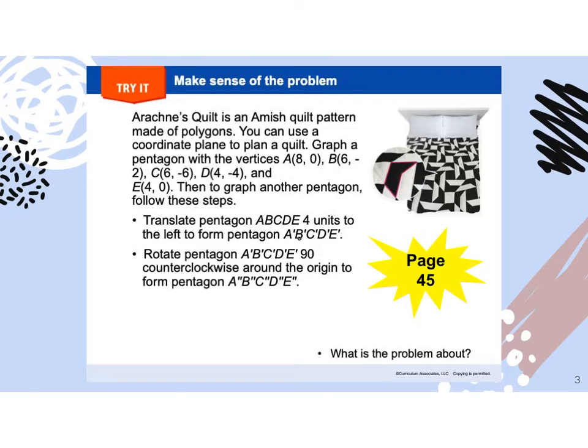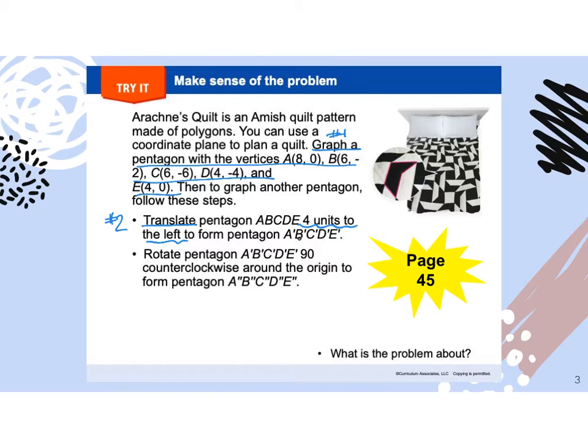So the first thing that we're being asked to do is to graph this pentagon, and they've given us the 5 points. So this is number 1. Graph the pentagon. Then we're going to graph another pentagon, and they've given us the steps. So second, I'm going to translate my pentagon 4 units to the left. And that's going to give me the primes, right? A prime, B prime, C prime, D prime, E prime.